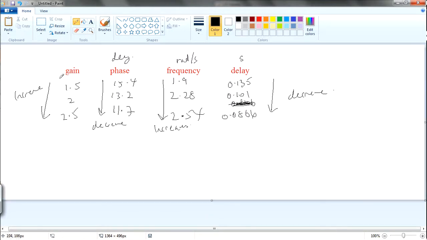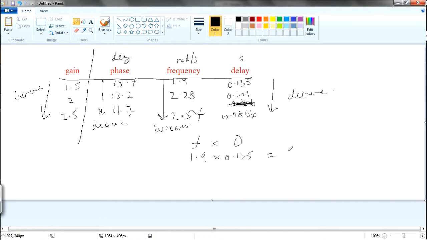So what can we deduce from this table? How do we link delay, frequency and phase? As you can see, what I have written over here, radian per second, degree. If I multiply frequency times the delay, I can get my phase angle. In this case, this is in degrees, so I have to switch to degrees first. Let me show you an example. Let's take 1.9 times 0.135. So this is the frequency times the delay.